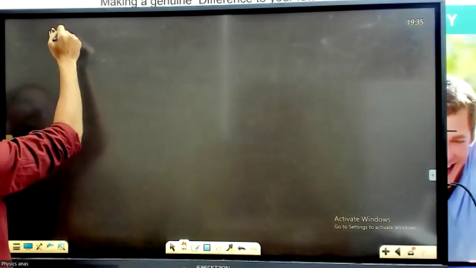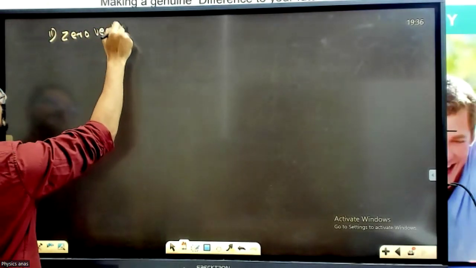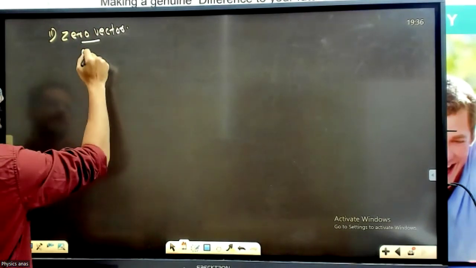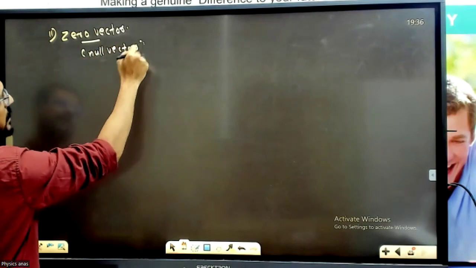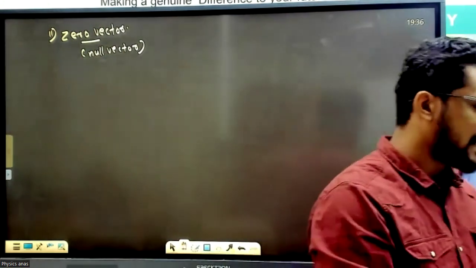That's the 11th one, zero vector. It has another name, just another name: null vector. What is the other name for zero vector? That's null vector.